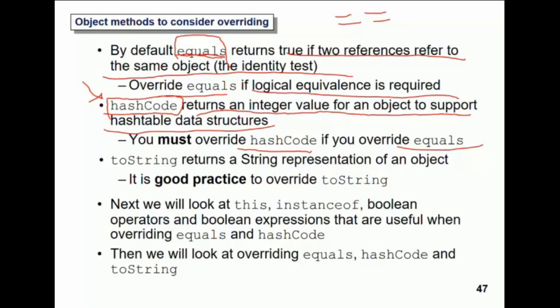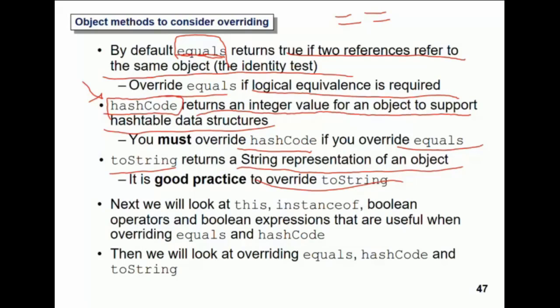Another important method is toString. The aim of toString is to return a string representation of an object. It's good practice to override toString, but you don't have to. If you just use it as it is, then it'll print out something. I think it'll print out the object's location in memory. But if you wanted to print something more useful, then you have to tell it what to print out.